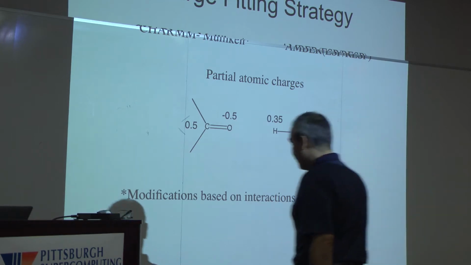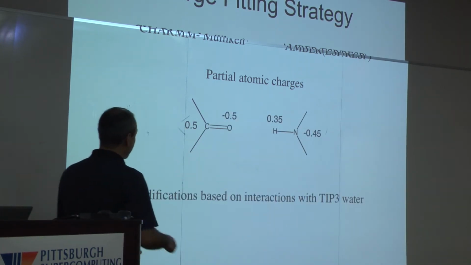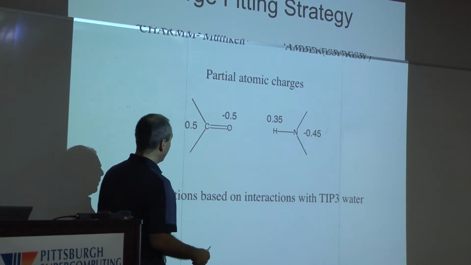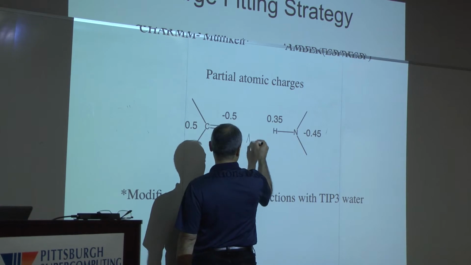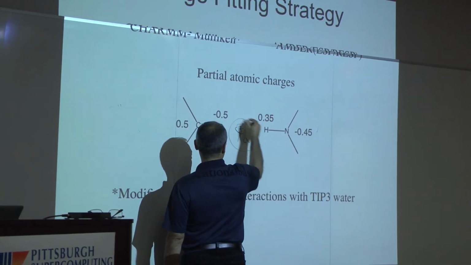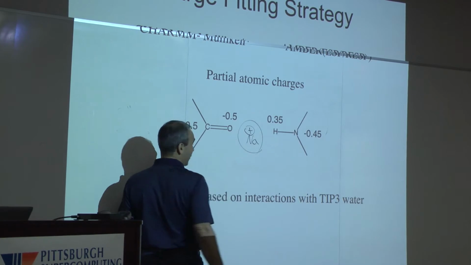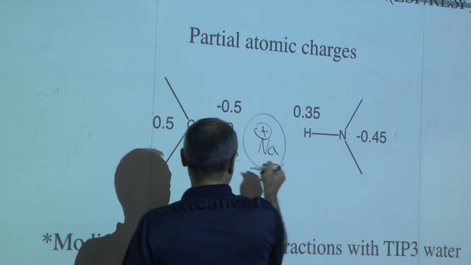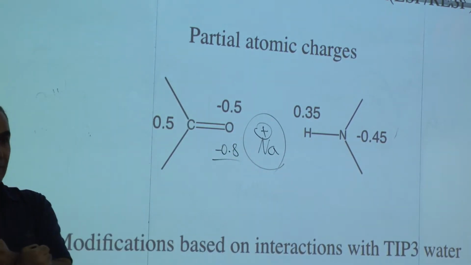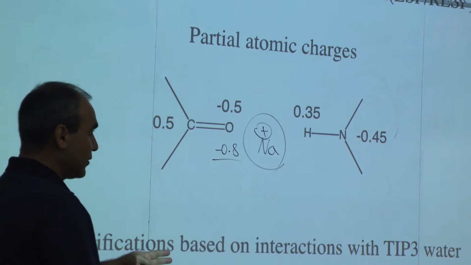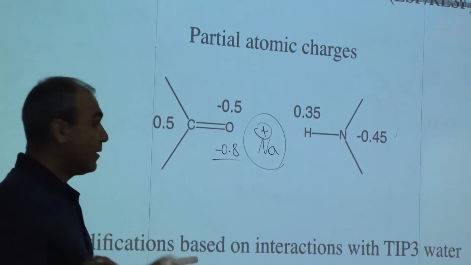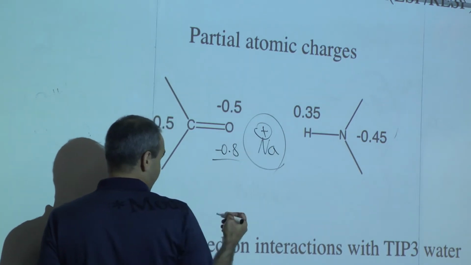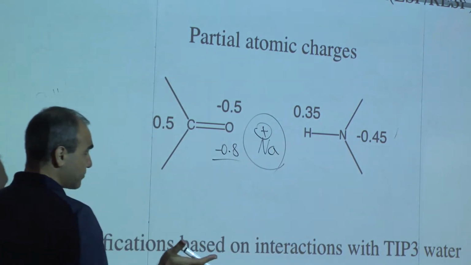Polarizability, polarization, yes. So I assign 0.5 minus 0.5 charge here and 0.5 charge here. And let's say during my simulation, a sodium ion comes here, and I have a huge positive charge here. Of course, this charge is going to change, right? This is not going to be minus 0.5. It probably becomes minus 0.8 in the presence of this because it attracts a lot of electrons. Very, very important effect. We simply don't have it in our simulation. So lack of polarizability, this is a major problem.